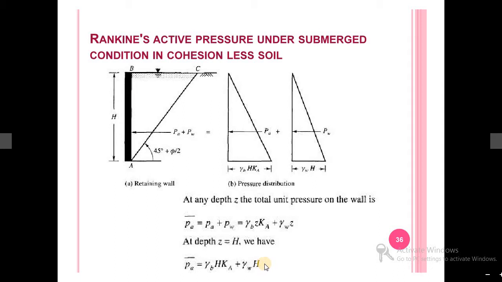In a simple manner, H square is the common term, so the total pressure acting on the wall will be 1/2 H square times (gamma b Ka plus gamma w).